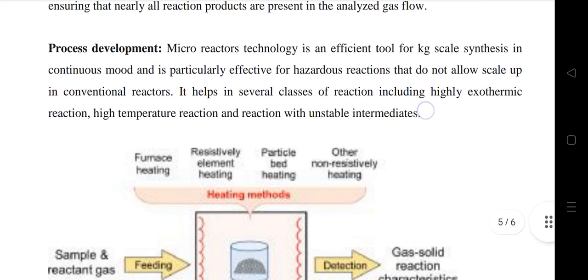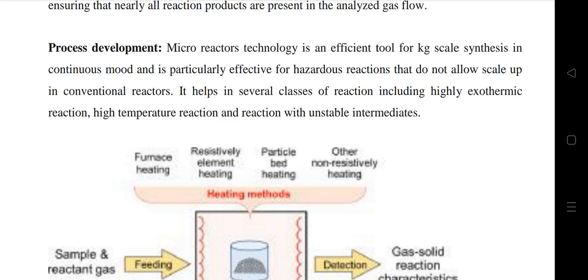Process development. Microreactor technology is an efficient tool for kg scale synthesis in continuous mode and is particularly effective for hazardous reactions that do not allow scale up in conventional reactors. It helps in several classes of reactions, including highly exothermic reactions, high temperature reactions, or reactions with unstable intermediates.